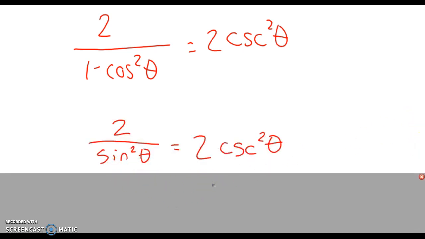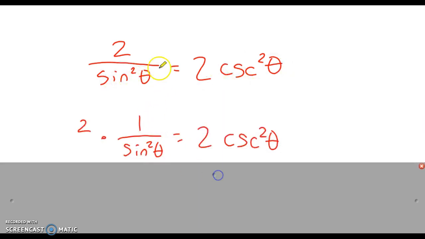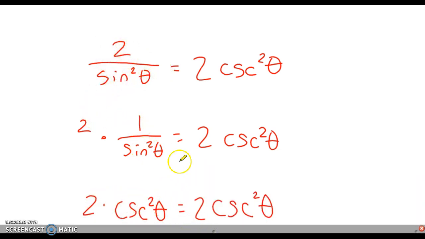And now at this point, you should hopefully be able to see that, hey, 1 over sine squared is equal to cosecant squared. So basically, you can just think about this as a 2 times 1 over sine squared theta, so that you can write it as 2 times cosecant squared theta. And if you want to skip this step right here, I'm fine with that. You can go straight from this step right here down to this one here. But now you can see that both of our sides are 2 times cosecant squared theta, and that's it.